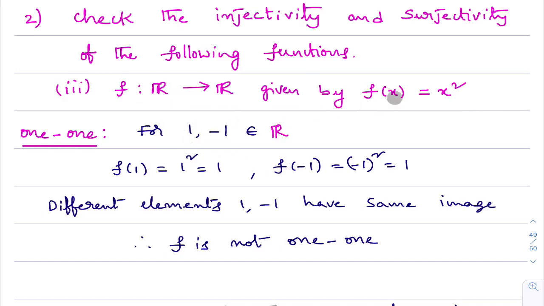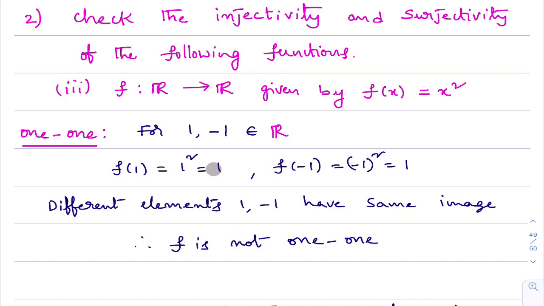What is f of 1? F of 1 is 1 square, that is 1, right? F of minus 1 is what? Minus 1 whole square. Minus 1 whole square is 1. See, what happened here? F of 1 is 1, f of minus 1 is also 1. This tells that different elements 1 and minus 1 have the same image. Therefore, f is not one-one. Different elements in the domain set do not have different images in the codomain. So when it is not one-one, writing the answer is very easy.